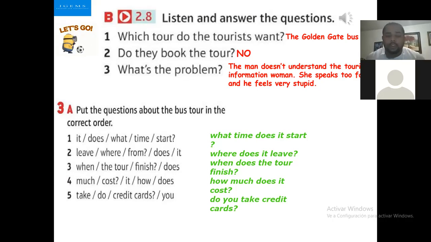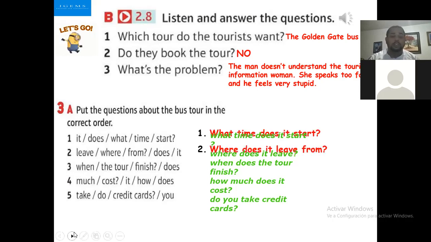Number four. How much does it cost? Okay, fantastic. Number five. Do you take credit cards? That's right. Well done. Pretty good job. You did it very well. So there you can see.